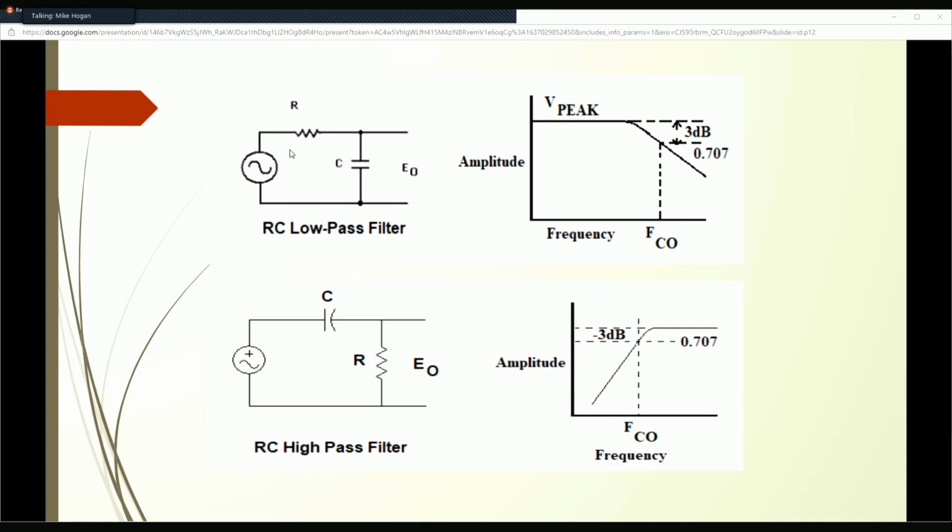So let's think about that for a second. X of C is equal to 1 over 2 pi FC, right? Same value of C. So as my frequency increases, my X of C should decrease. As my frequency increases, yep, my X of C should decrease, right? And I'm measuring my output across my capacitor.